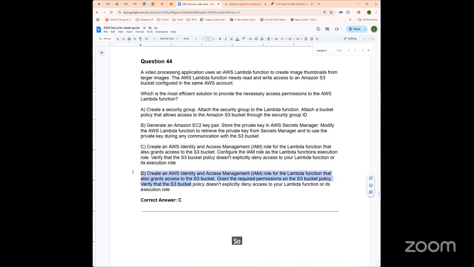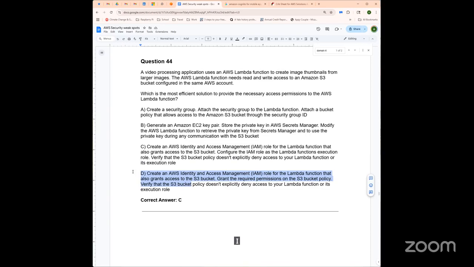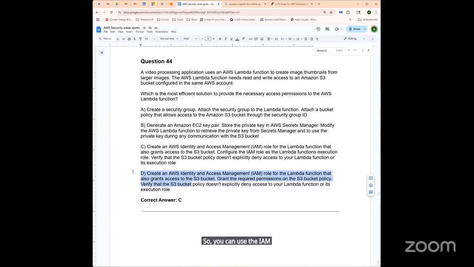So, grant permissions on the S3 bucket. Okay, this suggests using a bucket policy even in the same account, right? However, bucket policies are kind of redundant here. Within the same account, the IAM roles are sufficient. AWS will typically say that a bucket policy isn't needed unless the resource spans accounts. So you can use the IAM role or the bucket policy.